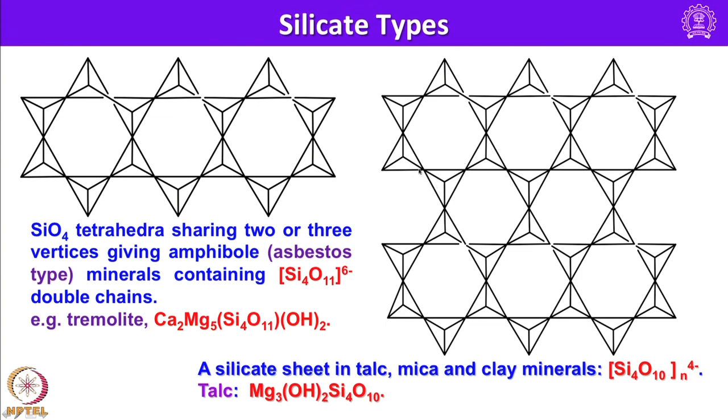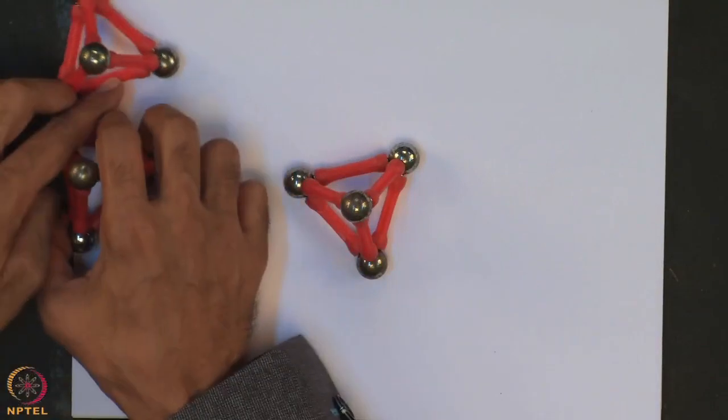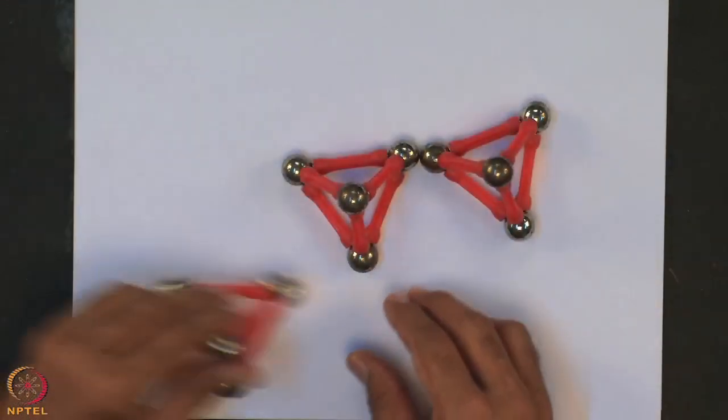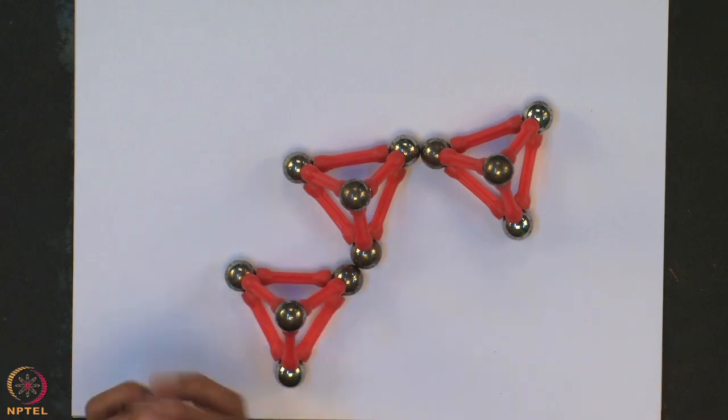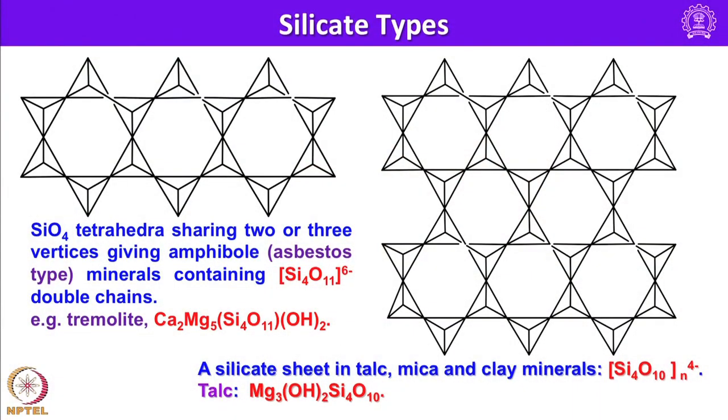3 oxygen atoms are here, 1, 2, 3. These oxygen atoms are shared essentially here, so something like this. So, that leads to the formation of a sheet silicate. Examples are talc, mica and several clay minerals, and talc composition is this one here, Mg3(OH)2Si4O10 is the composition of the monomeric unit. When SiO4 tetrahedra share 3 vertices with adjacent tetrahedra, a sheet silicate results with the formula Si4O10.